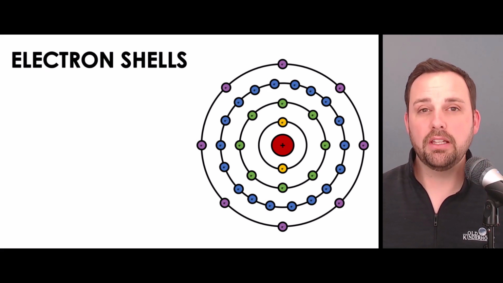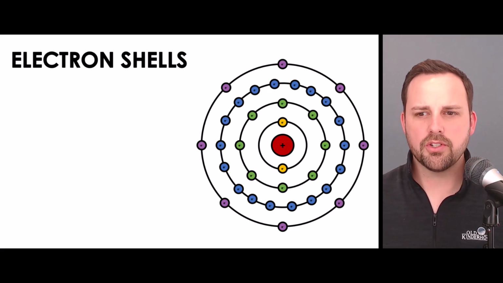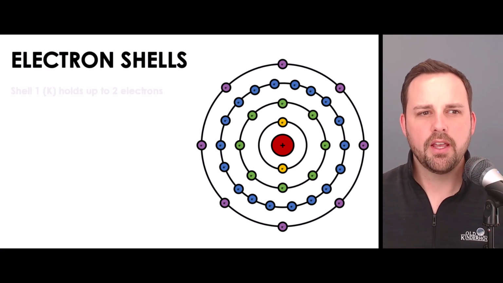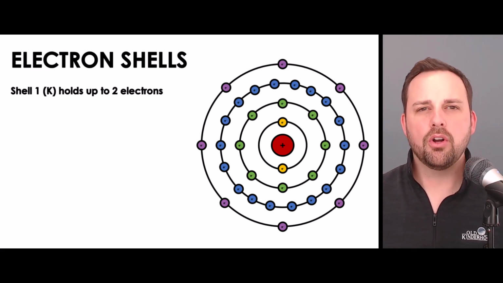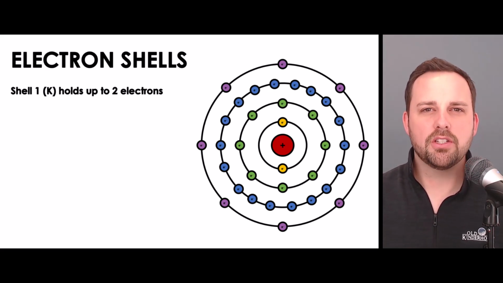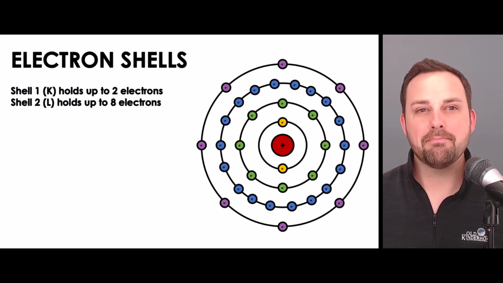And the main thing you need to know is that all of these electrons have to be organized in a certain way because different electron shells can hold different numbers of electrons. Shell number 1, sometimes called the K shell, can only hold up to 2 electrons. If there's more than 2 electrons, they have to go into the next shell. And that is called shell number 2, or the L shell. The L shell holds a maximum of up to 8 electrons.